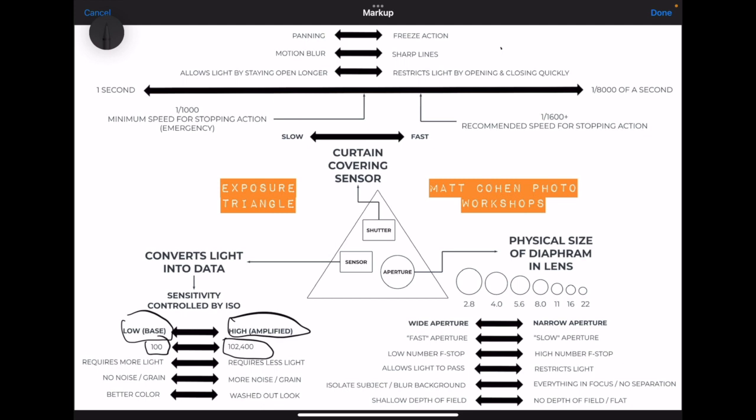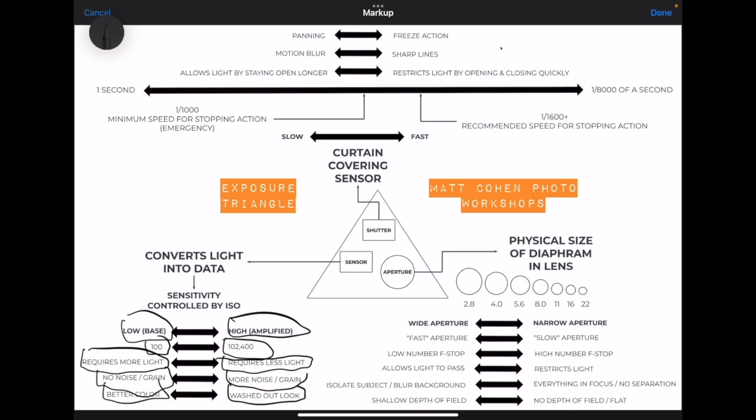So a low ISO requires more light, and you're not going to have any noise or grain, and it's going to give you better color, right? The reason that you would go to a higher ISO is if there's less light, right? So 102,400 is probably too high, but say 6,400, right? That's going to require less light, but it's also going to give you more noise and grain, and it's going to give you a washed out kind of look where the colors might be a little bit more muted.